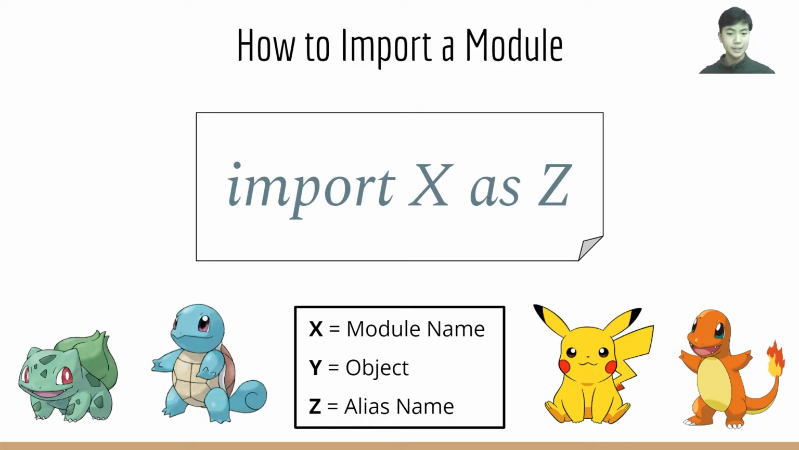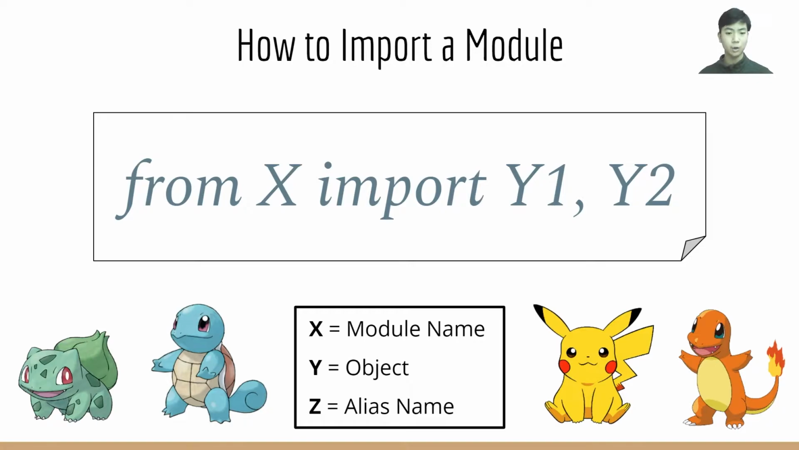Import X as Z gets a little bit more complicated. It imports the module, but with a different name. So if we were importing a module called Pokemon, we can say import Pokemon as PK, which shortens it down. So when coding, instead of using Pokemon, we're only going to be using PK.